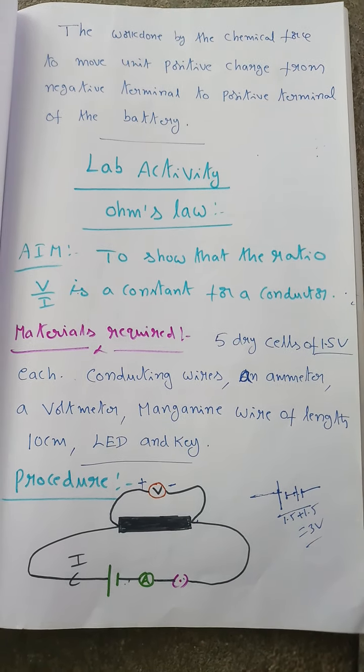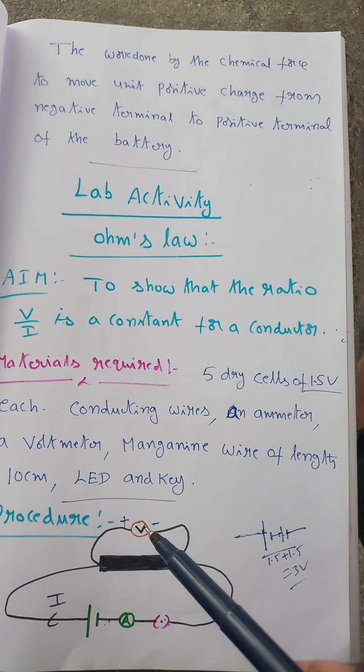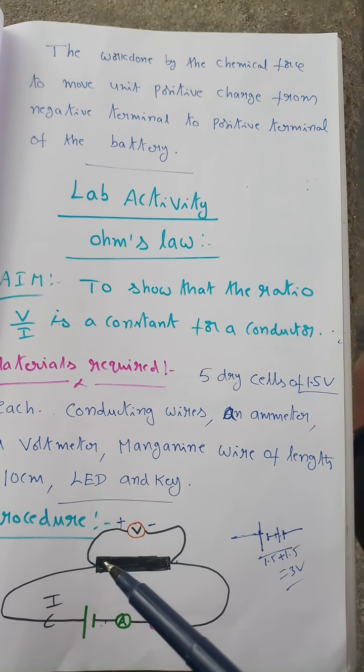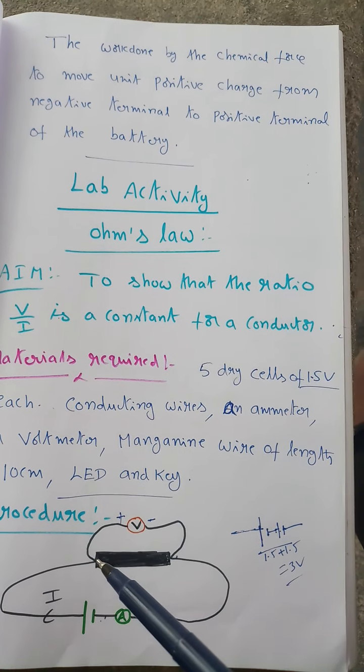Okay, so here there is one battery. When we close the plug key, current flows, and that flow of current we can measure from the ammeter. Here there is a voltmeter, and this voltmeter gives the reading of voltage, or the potential difference, between these two ends of a manganese wire. We note this voltage and current value in a tabular form.